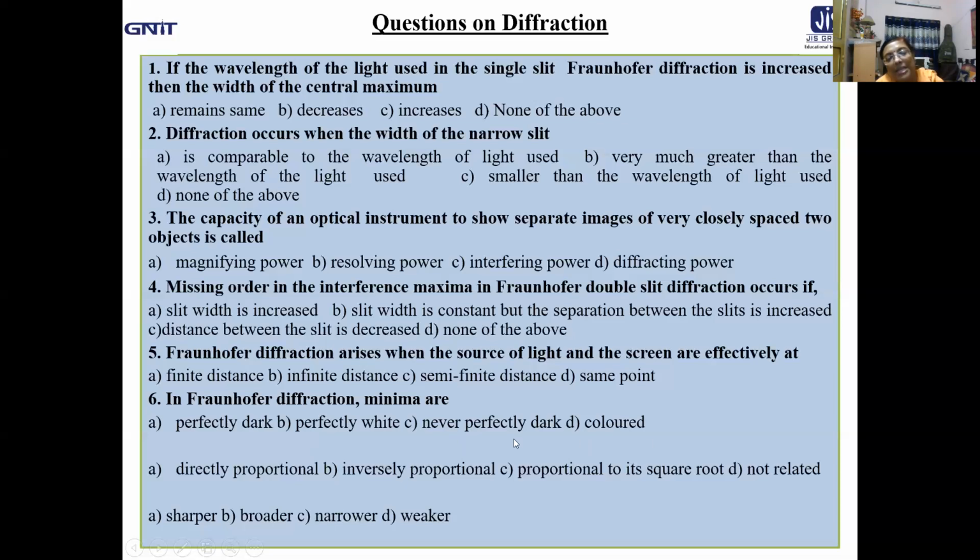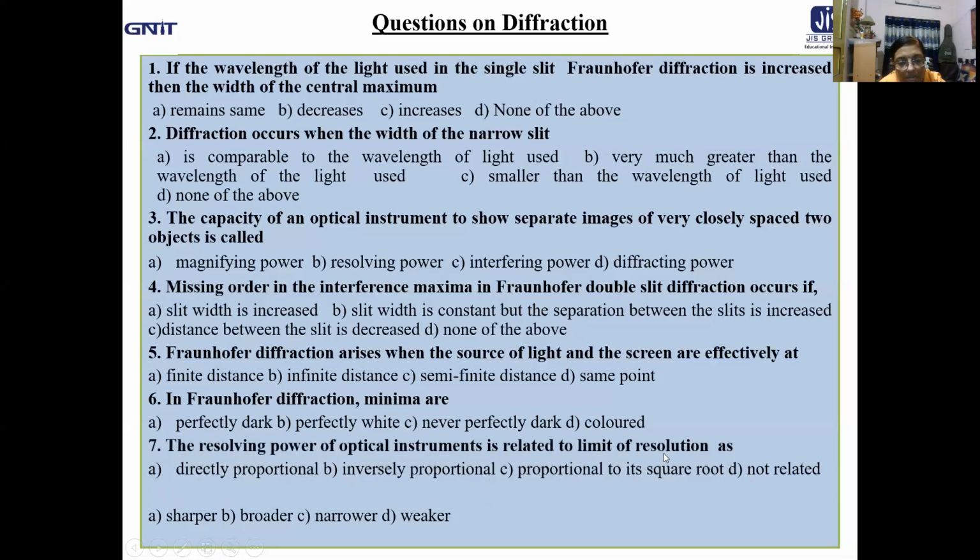In the last class, we discussed it. In Fraunhofer diffraction, minima are never perfectly dark because some illumination is always present there. That's why it is never perfectly dark. Clear? Now, next options. Directly proportional, inversely proportional, proportional to its square root, not related.